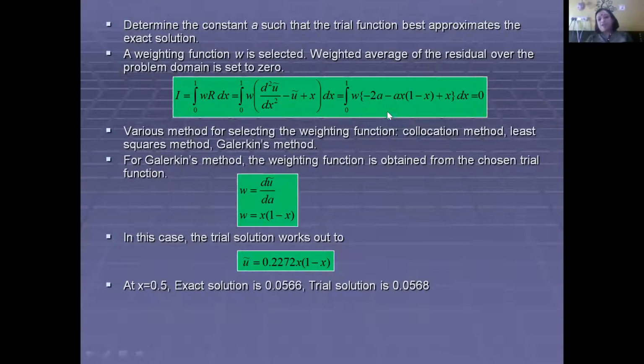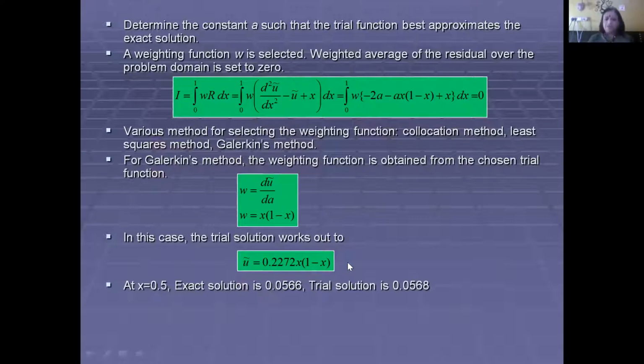Now you can put this value here, and you can easily evaluate the integral and make the integral go to 0. If you make the integral go to 0, you will land up with a value of a, and the value of a that you obtain here, if you work this out, which I'm not going to do for you, is 0.2272. So your acceptable trial solution, u tilde, after incorporating the boundary conditions, comes out to be u tilde equal to 0.2272 x(1 minus x).